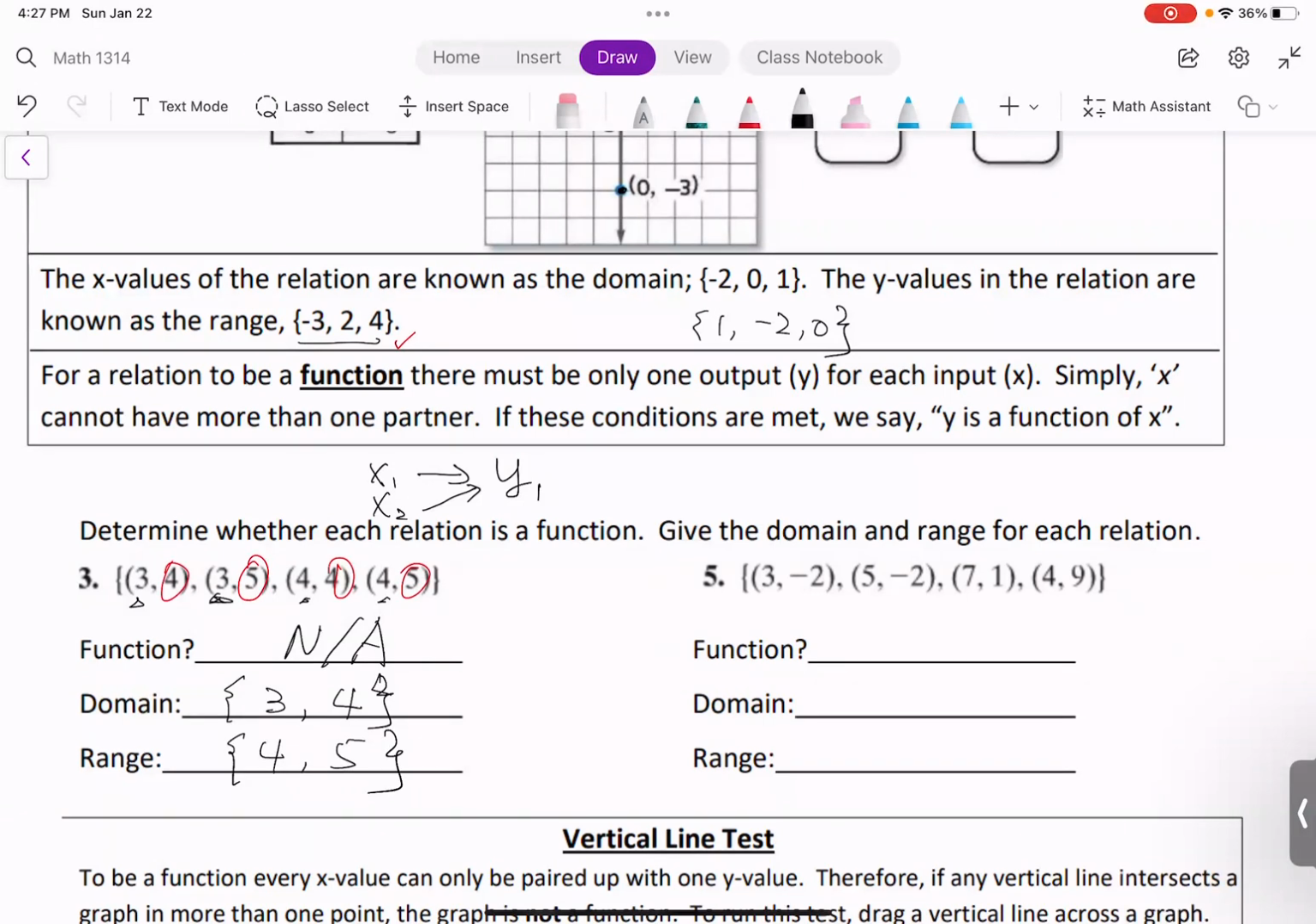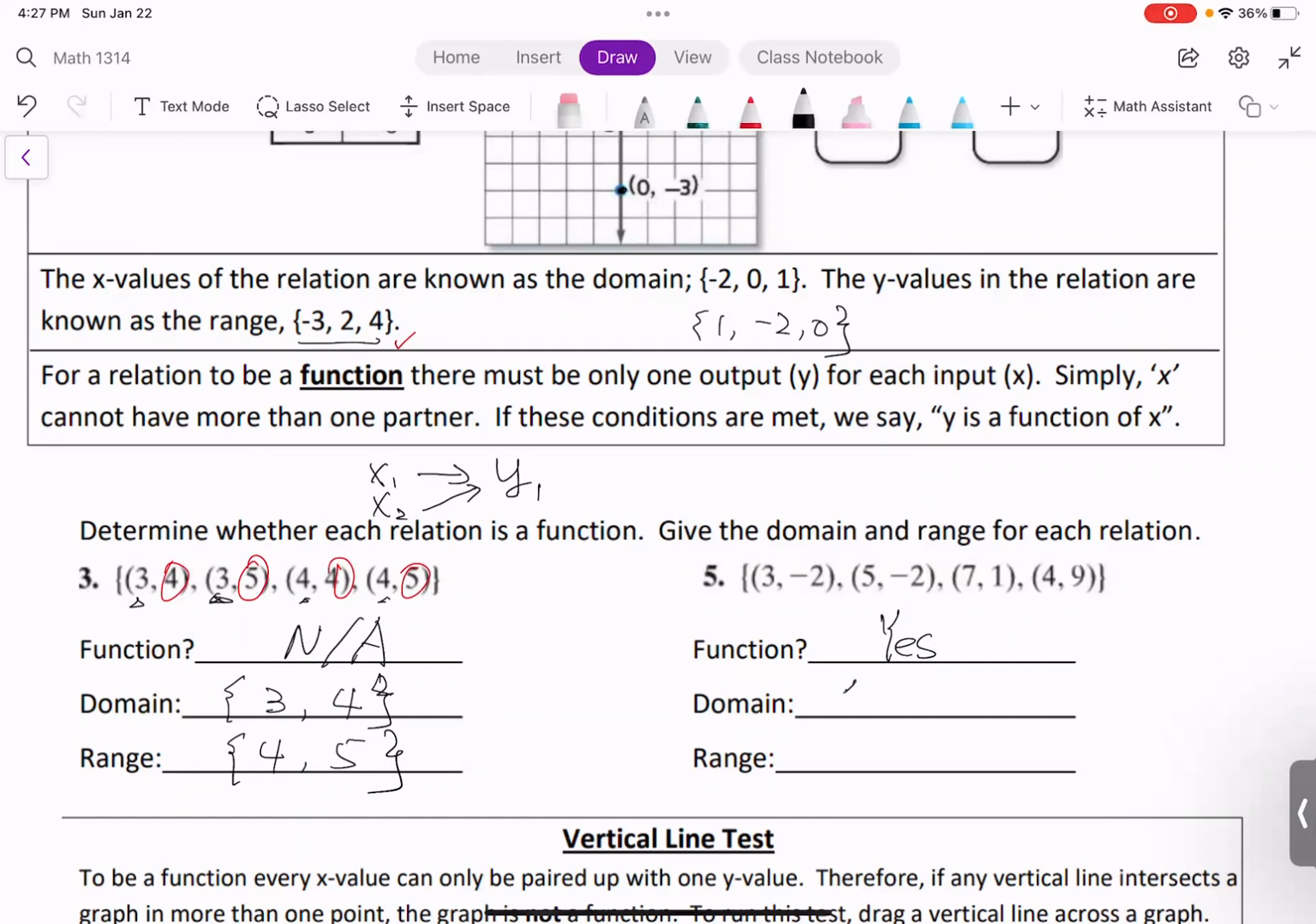Next example, is this one a function? Let's see. The first point, (3, -2), (5, -2), (7, 1), (4, 9). So each x has only one partner. Even though I know that one y has two x partners, it doesn't matter. It's still a function. Let's put the solution here. Yes, a function.